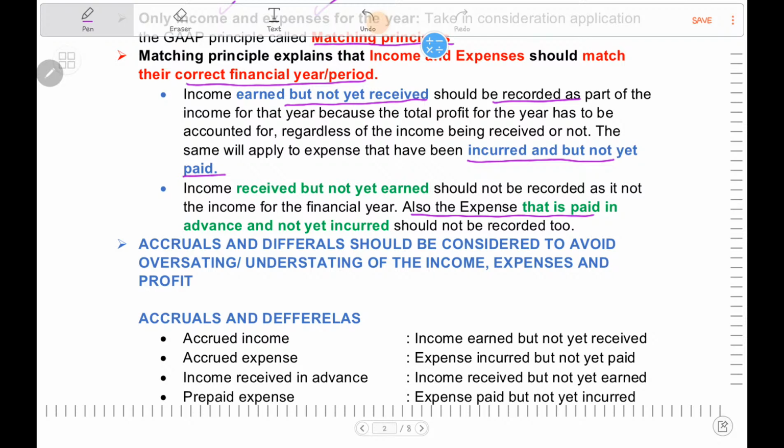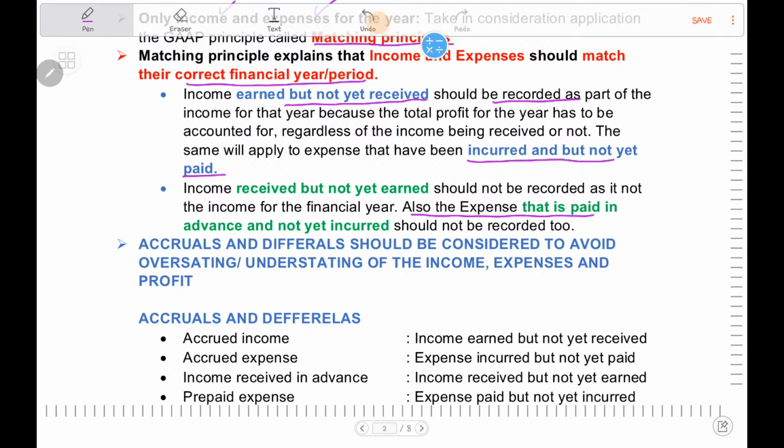In the income statement, we only want those incomes that are earned. The same applies with expenses. We only want those expenses that are incurred. Those that are not yet incurred but have been paid, we have to subtract them. I hope it is clear there. So don't worry, I'm going to show you the structure and how you deal with income that has been received in advance, and also the expenses that are paid in advance, what we call the prepaid expense.